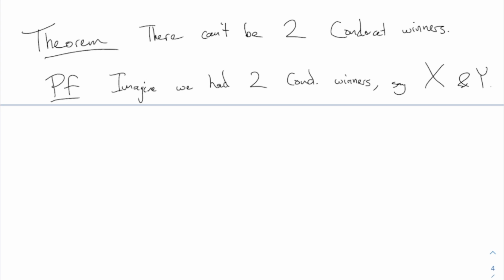Can anybody explain why this is impossible? There's something logically wrong with this. Yeah. If, for example, X would win against every other candidate, he would also win against Y. Right. So they cannot be two winners because they have to win against each other. Exactly. If we imagine X and Y are both Condorcet winners, that means they always win against everybody. But of course, they have to face each other at some point, and they can't both always win if they're going to face each other.